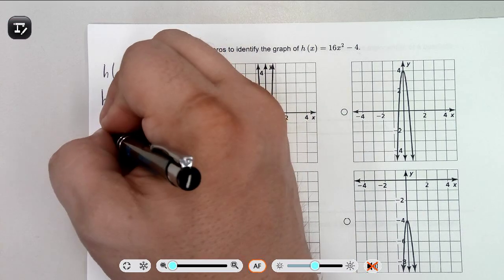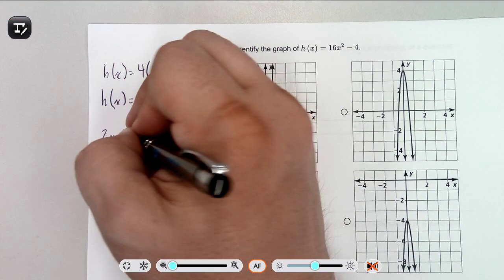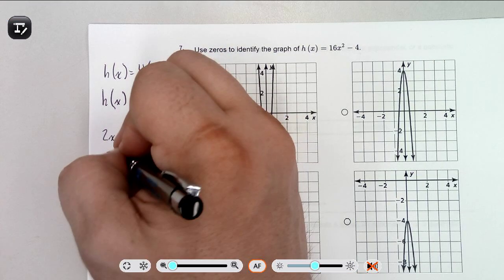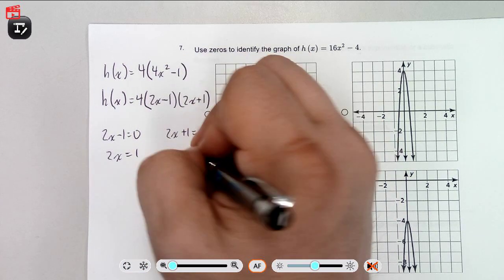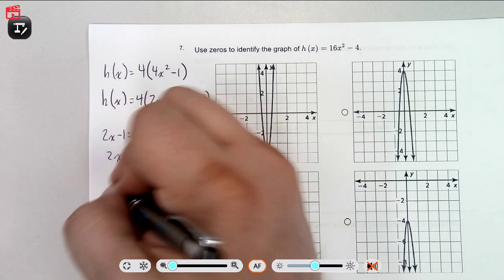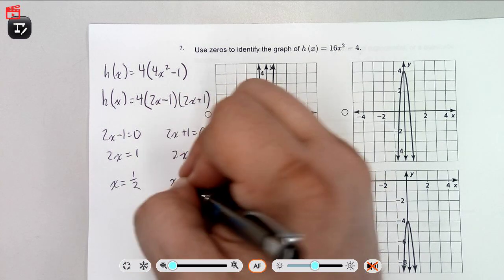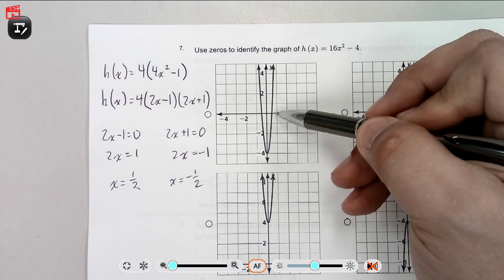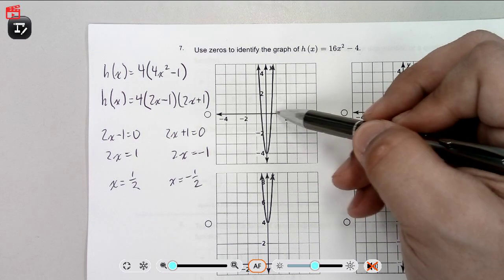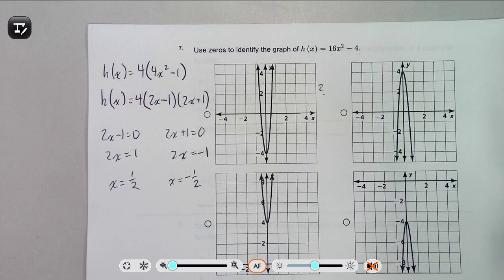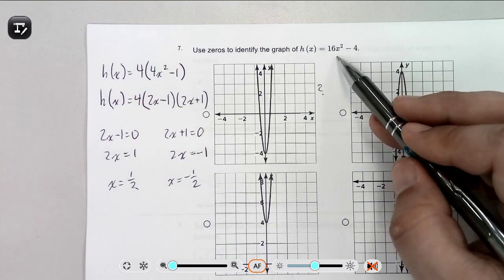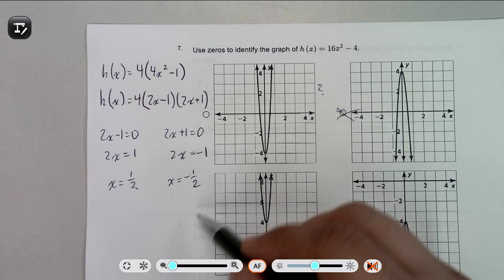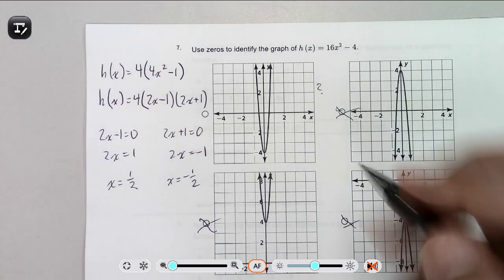And then we find the zeros. So 2x minus 1 equals 0, and 2x plus 1 equals 0. So that's 2x equals 1, 2x equals negative 1. So x is 1/2, and x is negative 1/2. Alrighty, let's go take a look. Could be this. This is 2, 1, that's a half, maybe. This is reflected, and the a value here is positive, so it can't be that one. This doesn't have 2 zeros, and this doesn't have 2 zeros. It has to be this one.